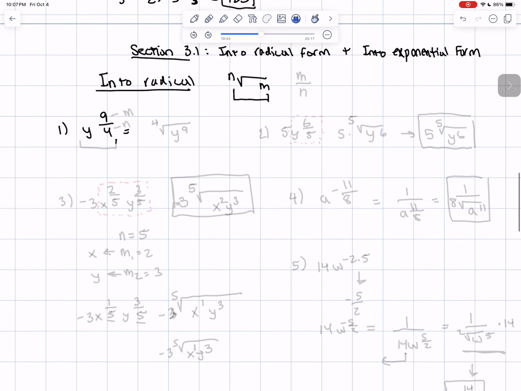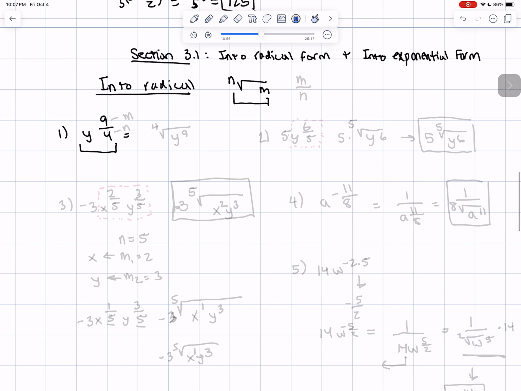So if I look at this one, I'm going to label my n and my m. When we write out a fraction, we always know the m is on top and the n is on the bottom. So that means our 4 here is our n and our 9 here is our m. So then I'm going to write it in radical form. So the y is going to be here, my m will be 9, and my n will be 4. Easy, right? Well, we're going to get a little bit more complex as we go on.